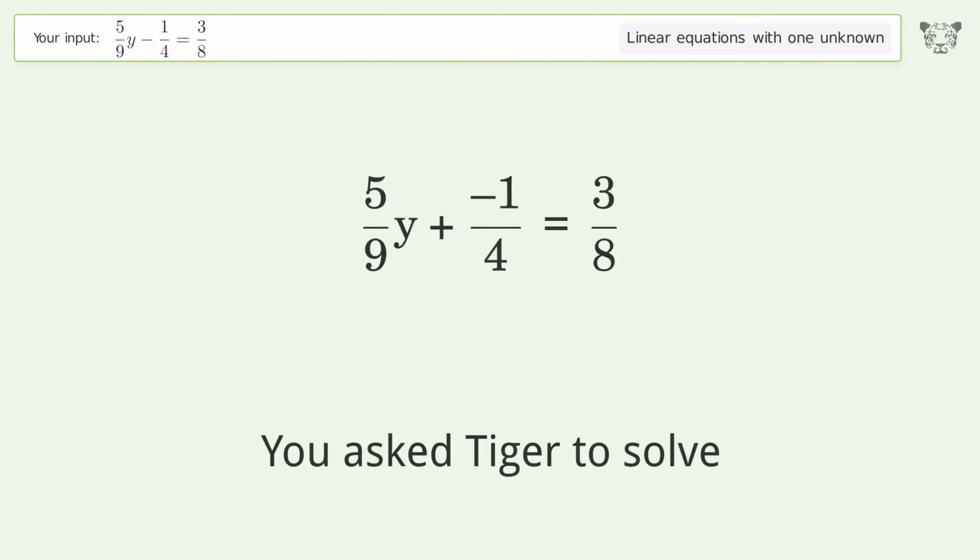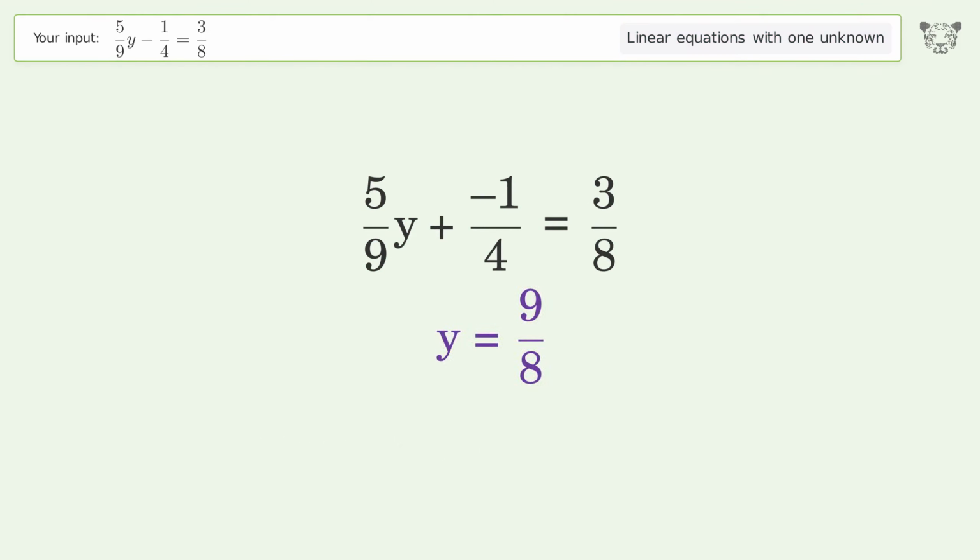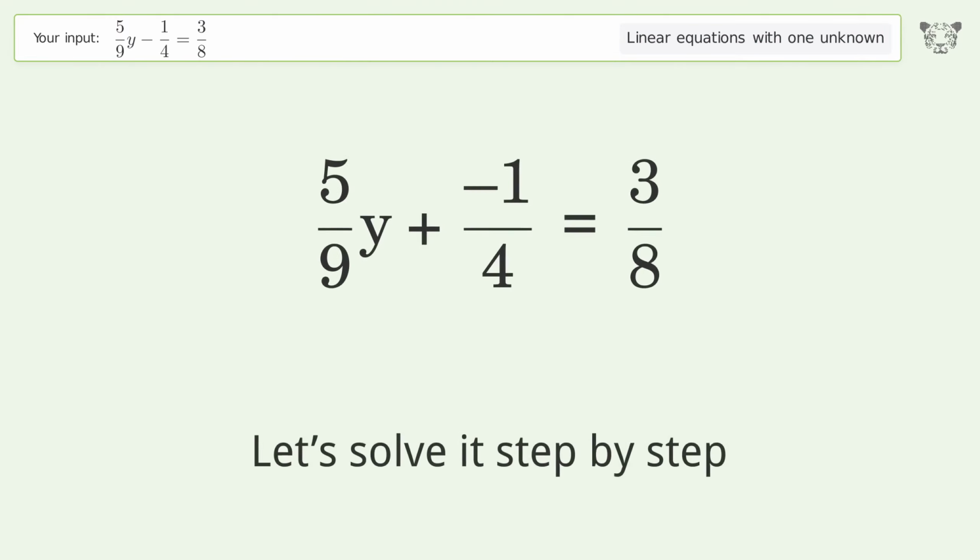You ask Tiger to solve. This deals with linear equations with one unknown. The final result is y equals 9/8. Let's solve it step by step.